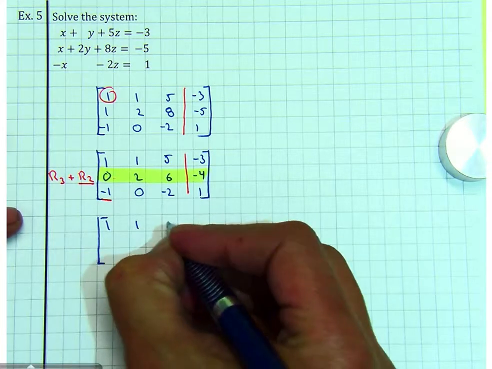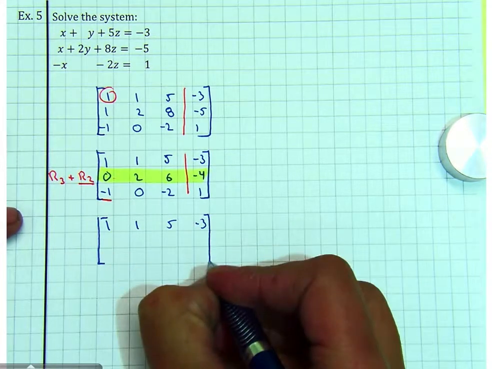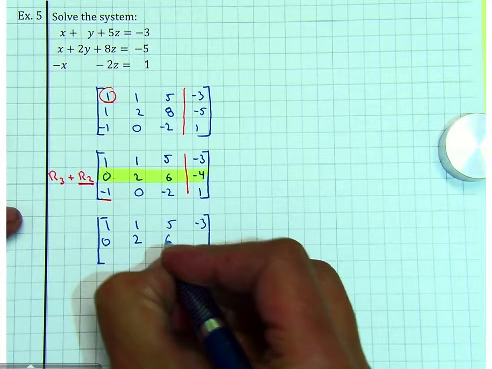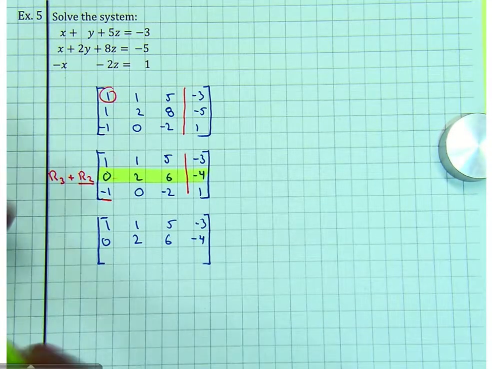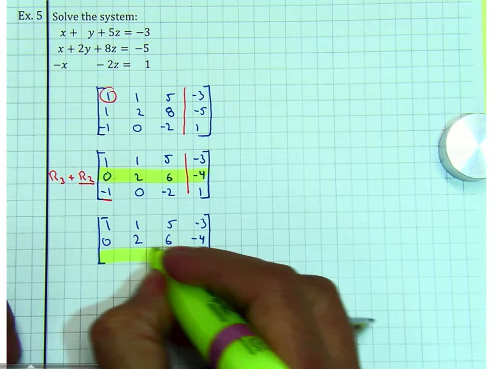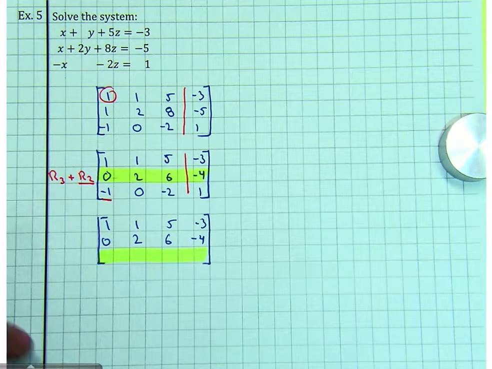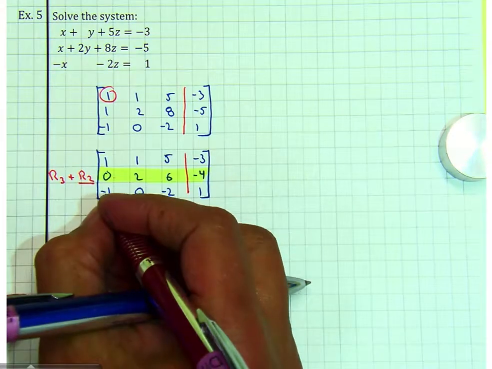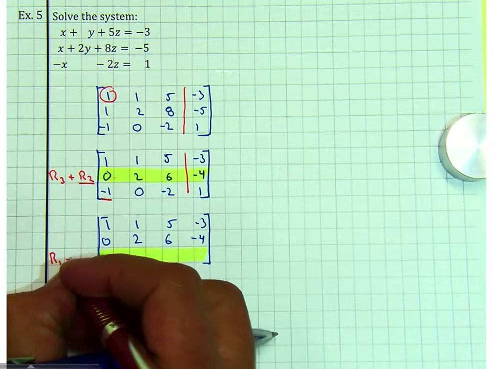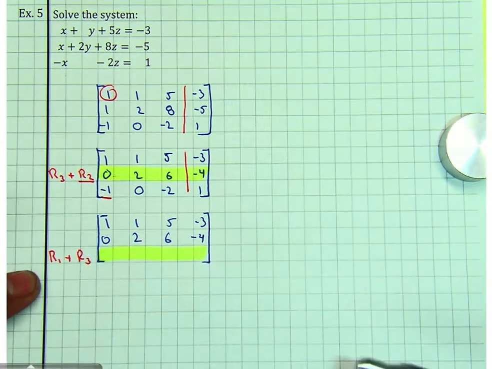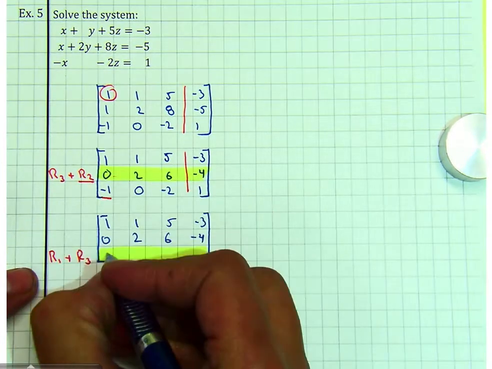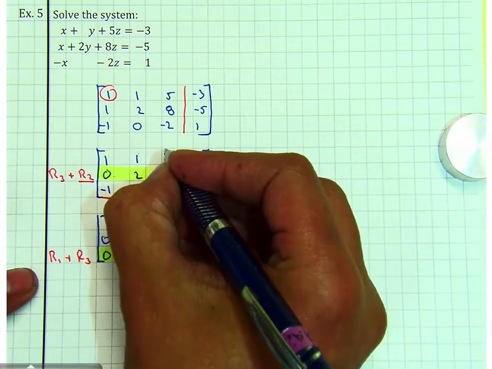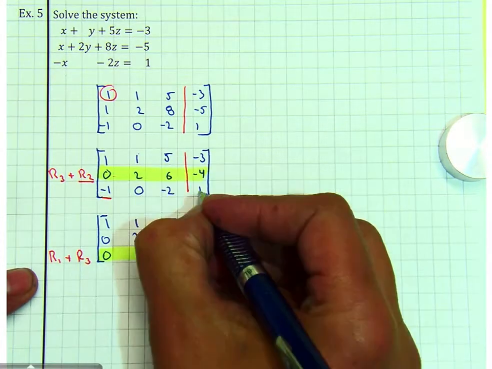Now I'm going to make that a 0 by adding row 1 to row 3, which means that the first row will stay the same and the second row will stay the same. The third row is the one that's going to change. So therefore, I'm going to take R1 and add it to R3. 1 minus 1 is 0. That gives me 1. That gives me 3. And that gives me negative 2.